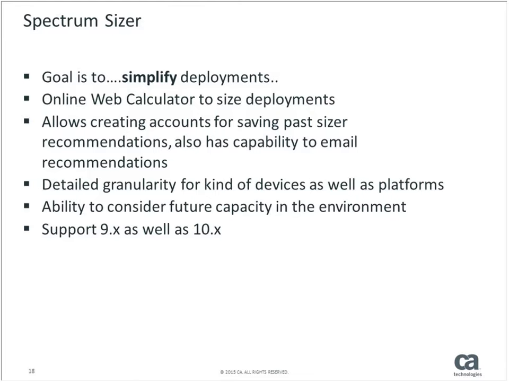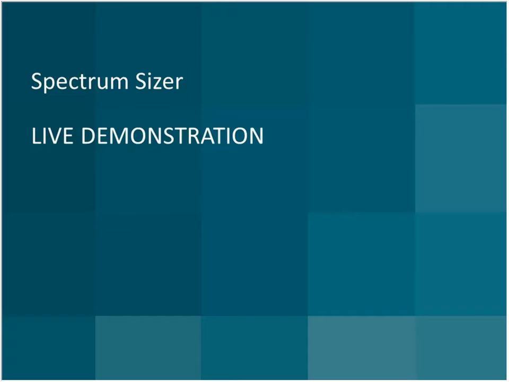Consider the kind of devices you have today for management, and then try to put in the aspect of future capacity. While I'm sizing it now, I expect that in the next 12 to 18 months, my capacity is going to increase by X percent. How do I account for that, and what should be my plans for that? So this tool would help you do that. Now, how would it help you do that? Let me just show that through a quick demonstration again. And I'm conscious of time, so this will be quick.